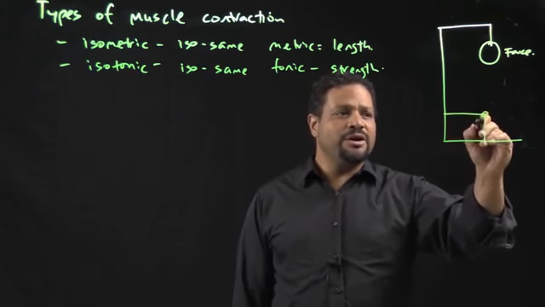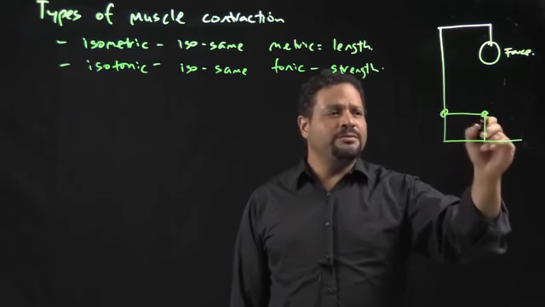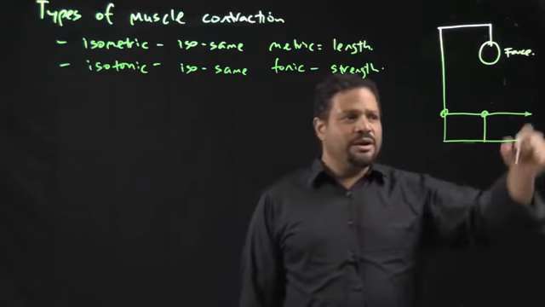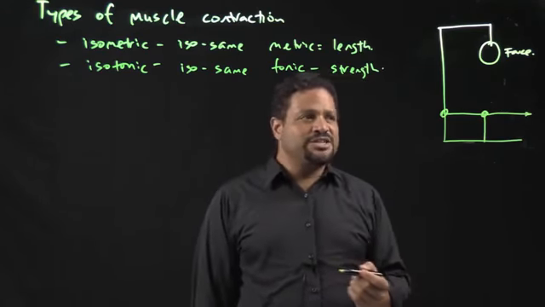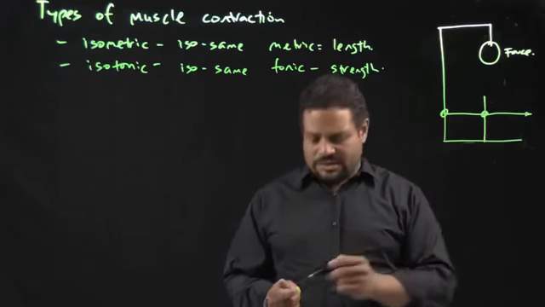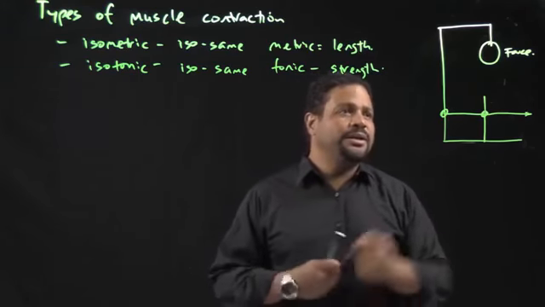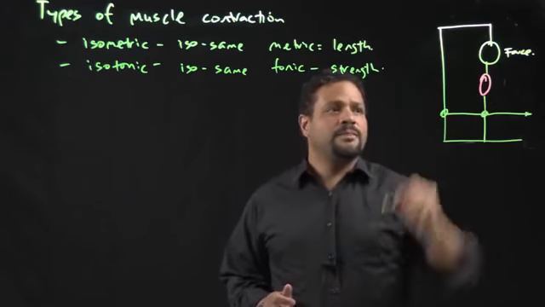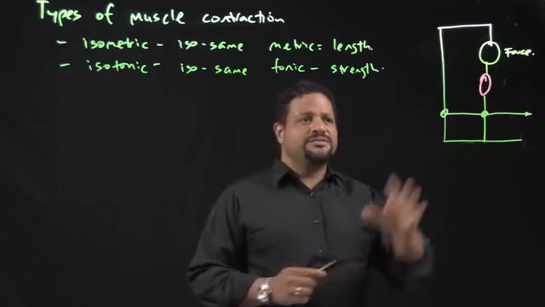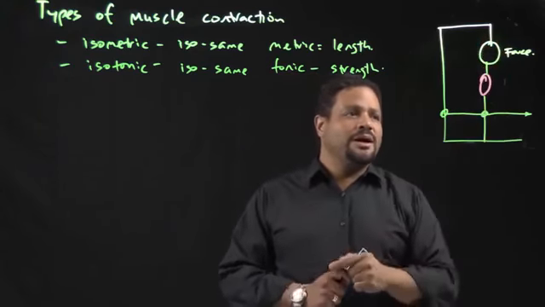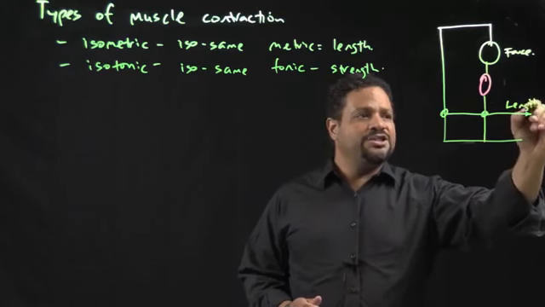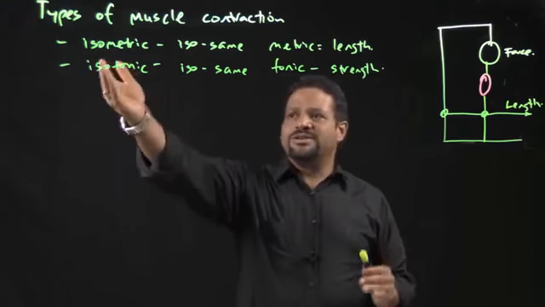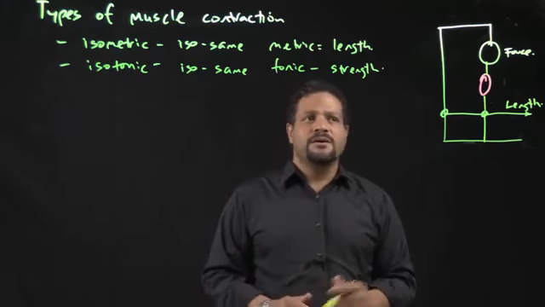So this is a little rod here that can swivel up and down, and has a little pen on the end, and it's actually attached to a device that can measure length changes. The muscle is suspended in between here, like that. So with this device, we can measure both force and length changes. And this is how we're going to measure isometric and isotonic changes.